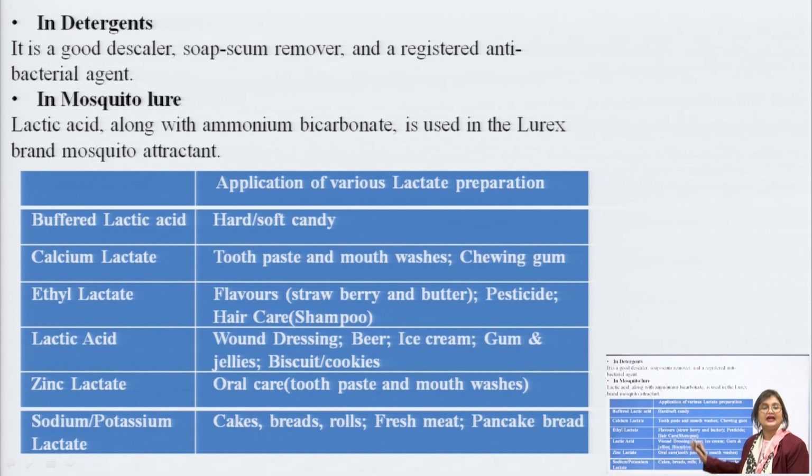It is also used in making hair care treatments such as shampoo. Lactic acid is used as a wound dressing. It is used as an acidity regulator in jellies and ice creams. Zinc lactate is used in oral care for making toothpaste and mouthwashes. Lactic acid preparation in the form of sodium and potassium lactate is used for making cakes, breads, rolls, fresh meat, pancakes and bread.